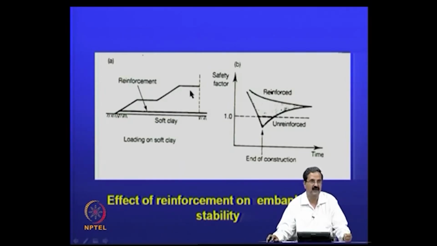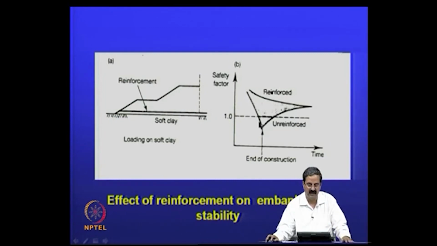If the rate of loading is faster, the rate of consolidation is still lower. What happens? It results in undrained conditions. When the undrained conditions prevail, effective stress comes down. That is the reason why, for example, when you are trying to construct a reinforced embankment, you start with time, you start constructing, you start loading, there is a possibility that the undrained conditions prevail and effective stress is lower.